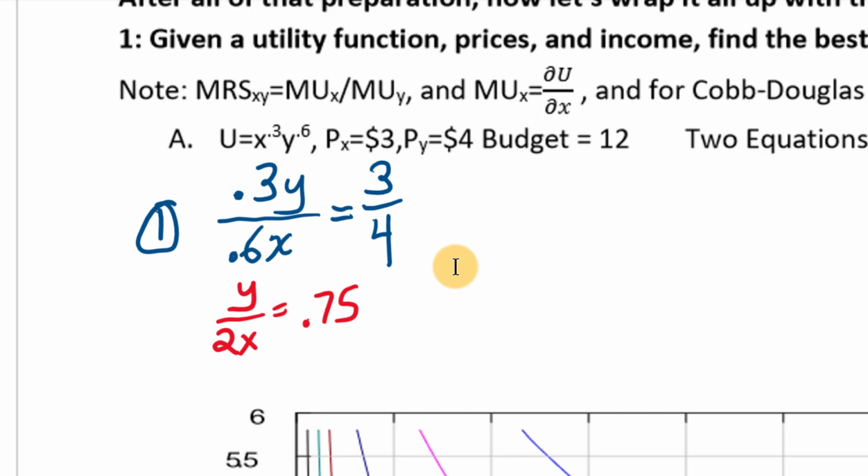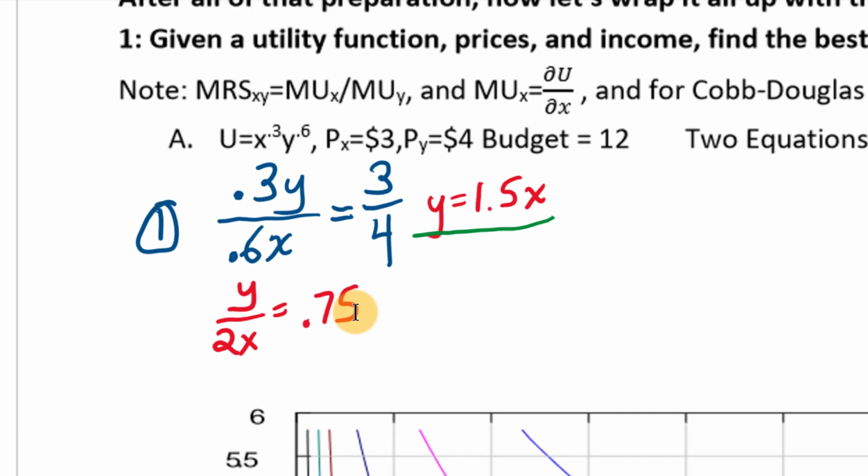Okay, so now we want to solve this for either y or x. The way I usually think about it is let's just solve it for y. So if we solve that for y, we're just going to be multiplying both sides by 2x. And so what we're going to end up with here is y equals 2 times x times 0.75. So we're going to want to collect the 2 and the 0.75 together. So 2 times 0.75 is 1.5. So we could write 1.5x. So this is a very important equation we're going to use in a second.